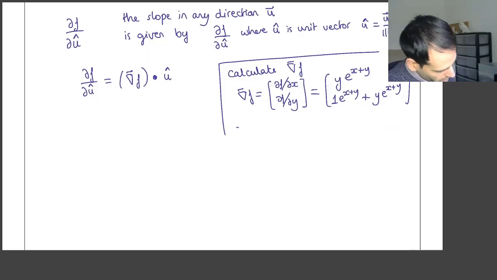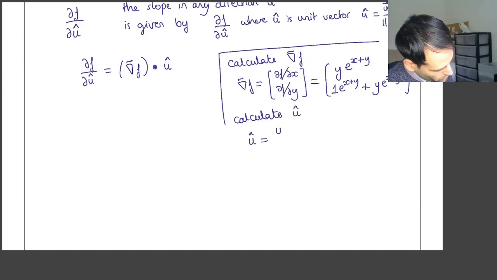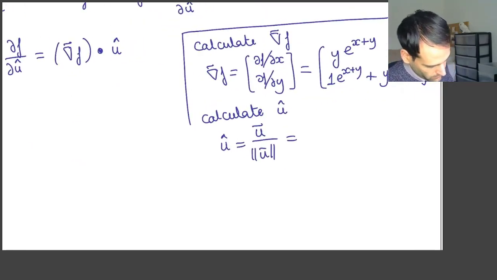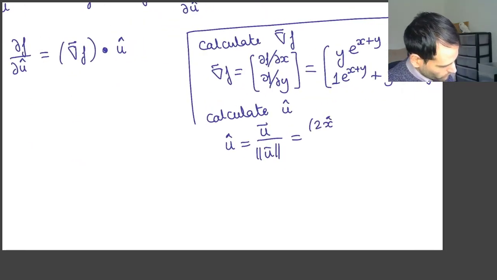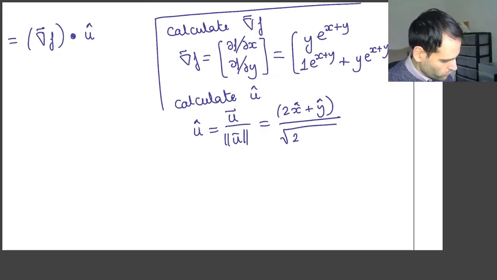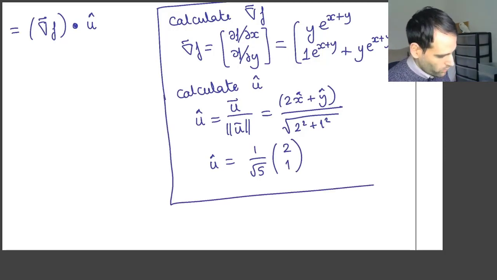Now we also need to calculate u hat. So u hat is equal to u divided by the norm of u. So u is equal to 2x hat plus y hat. And the norm of u is just the square root of 2 squared plus 1 squared, using Pythagoras' theorem. So it's the square root of 5. So u hat is 1 divided by the square root of 5 times 2, 1. Okay? So we have all that we need.